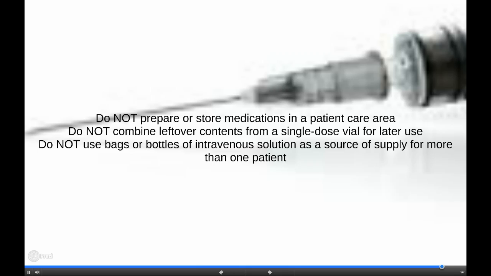The pockets of your scrubs are not a storage place for medication or syringes. And always use a new sterile syringe and a new sterile needle to draw up meds, even if for use on the same patient.